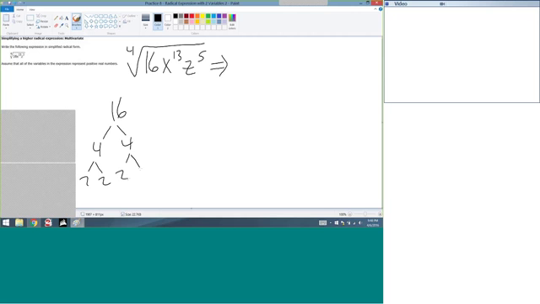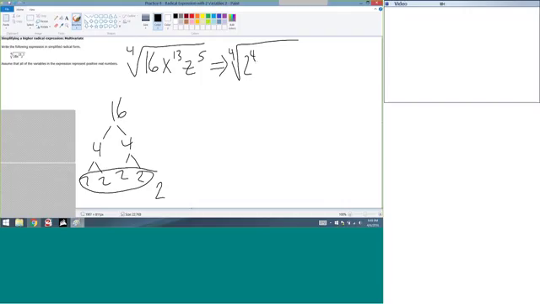And with that factor tree, you can see that with the fourth root, we need 4 of the same, and that would happen if you did the factor tree with 16. So the fourth root of 16 is 2. So now we could rewrite that as 2 to the 4th if we wanted to.